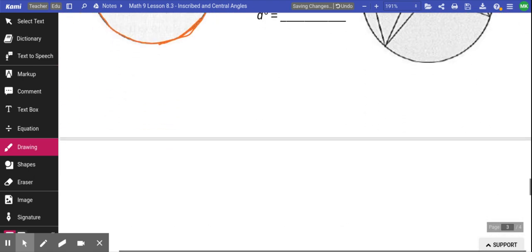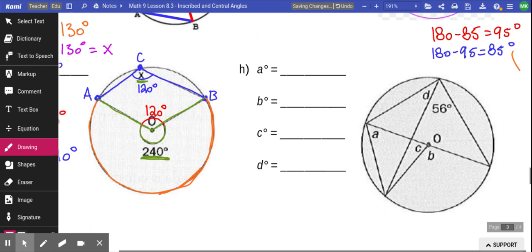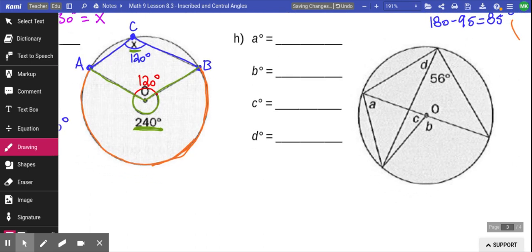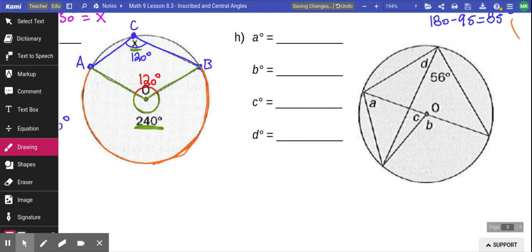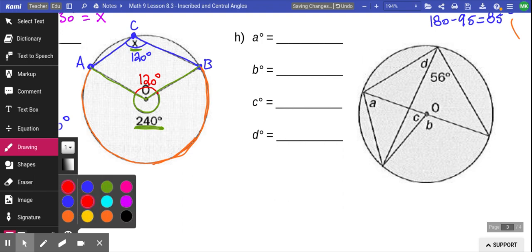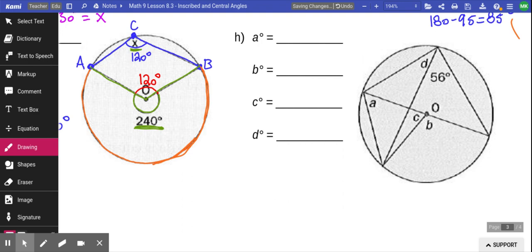Okay, last one. I think this is the last one. So we have a bunch of different triangles labeled out here. Again, these ones are all labeled for us. That's wonderful. So the way I would start this off is by looking at what they gave me and seeing if I can work with it. I have a 56 degrees right here.